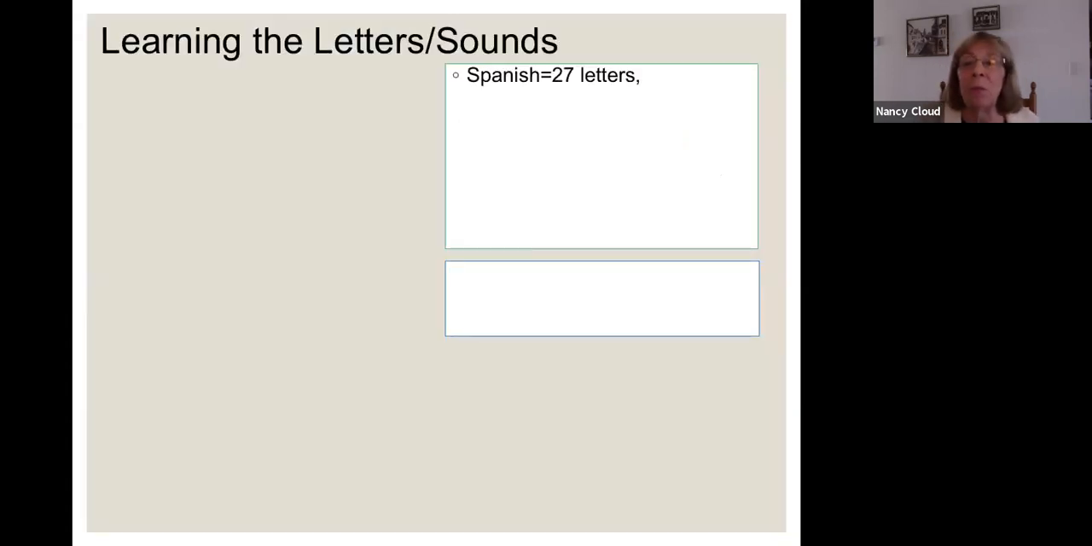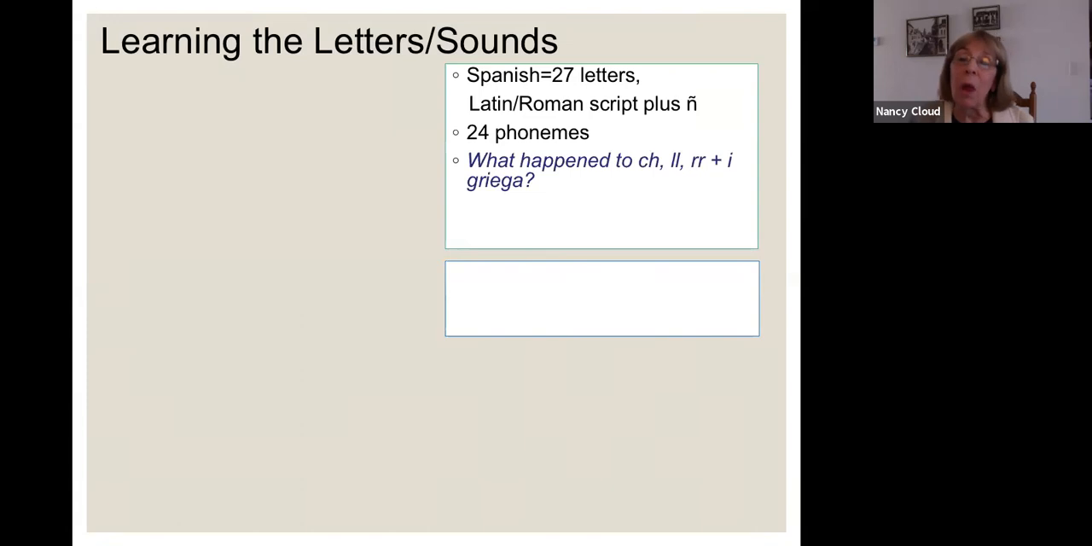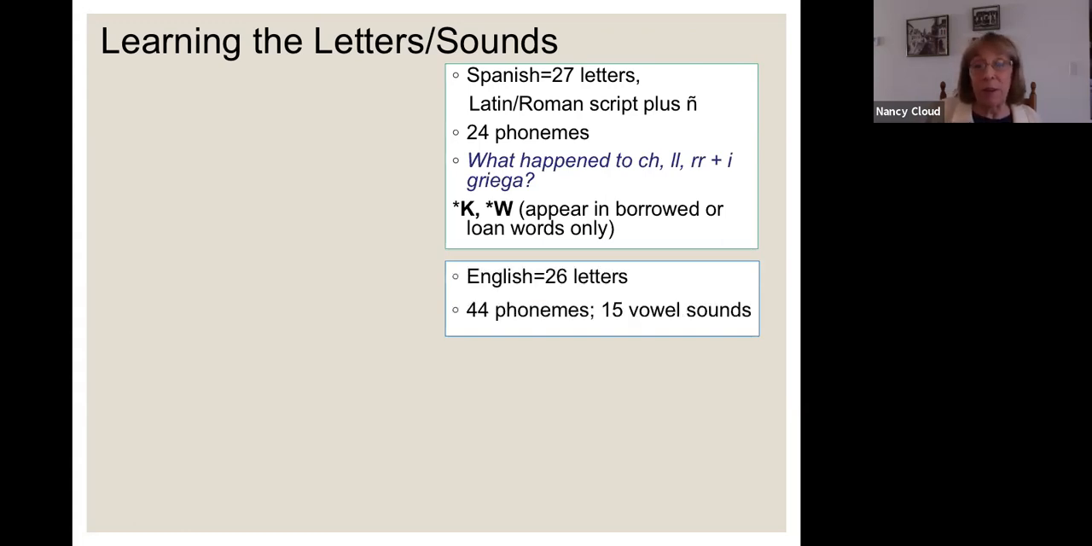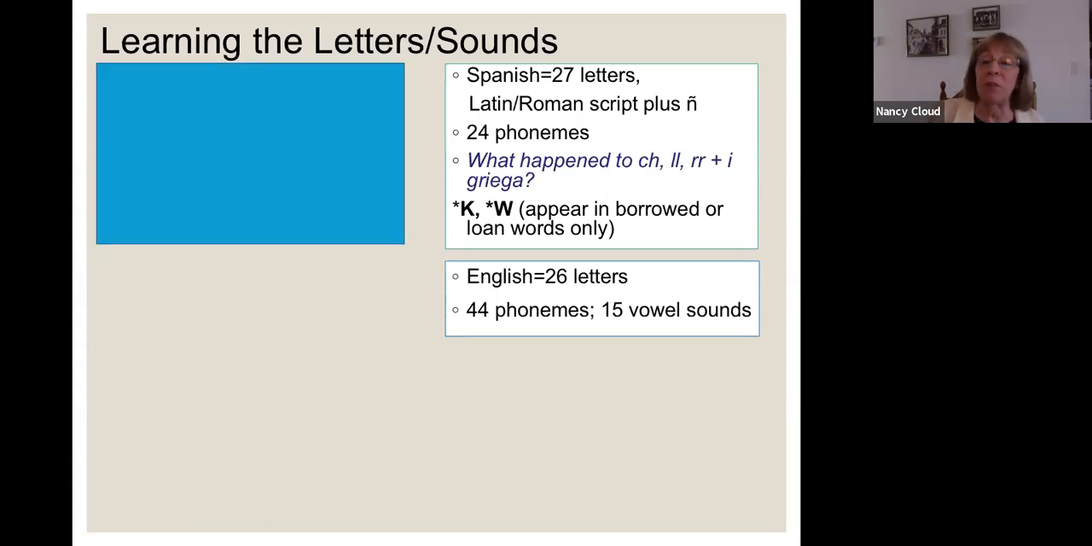So another thing that Maria's already told you is Spanish has 27 letters, the Latin Roman script of English plus the ñ, and there's 24 phonemes, as she's already mentioned. And some of you might have learned the alphabet in Spanish so long ago that there were these letters included in the alphabet, the ch, the ll, the rr, and the y. And you might be saying, what happened to them? And we're going to show you in a minute. K and W are in the Spanish alphabet, but only for borrowed and loan words. And for W words, there are hardly any. And English has 26 letters, 44 phonemes, and 15 vowel sounds.